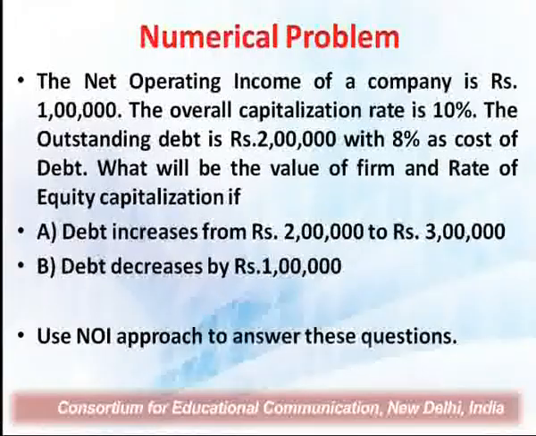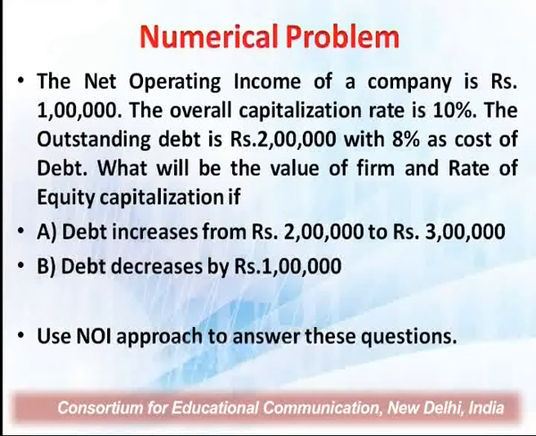Let's take a numerical problem to understand what this NOI approach practically wants to say about capital structure. Suppose there is a question that the net operating income of a company is rupees 1 lakh. The overall rate of capitalization, that is, overall cost of capital, is 10%. The outstanding debt is rupees 2 lakh with 8% as cost of debt. What will be the value of firm and rate of equity capitalization if, number one, the debt increases from rupees 2 lakh to 3 lakh, which means they are changing the capital structure; and the second is when debt decreases by rupees 1 lakh. And lastly, the question says to use the NOI approach to answer these questions.